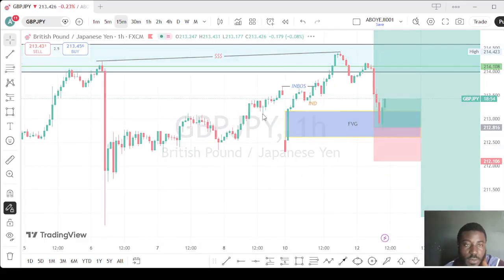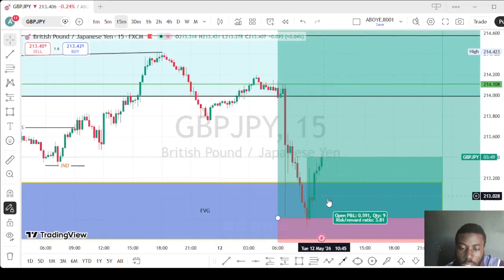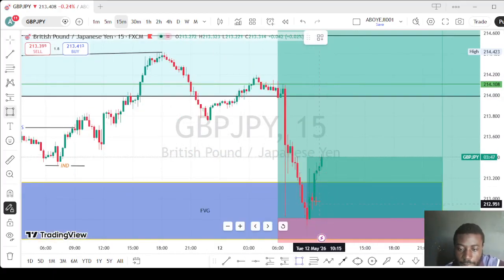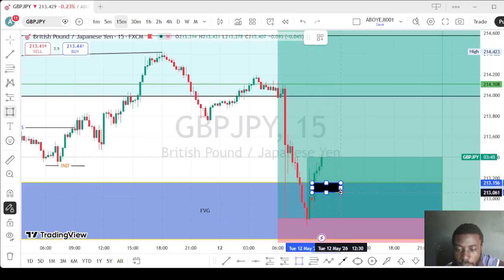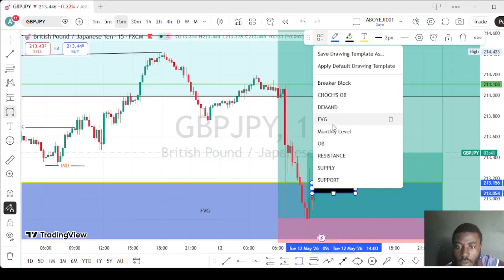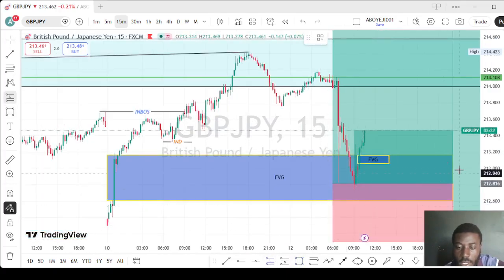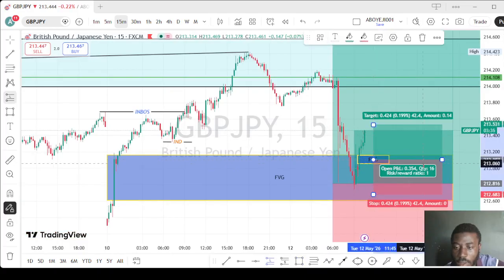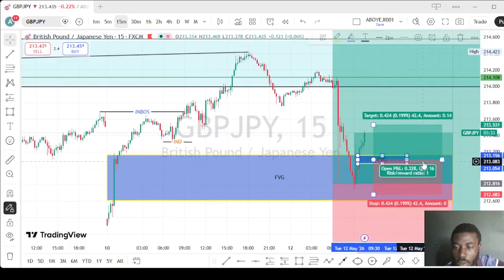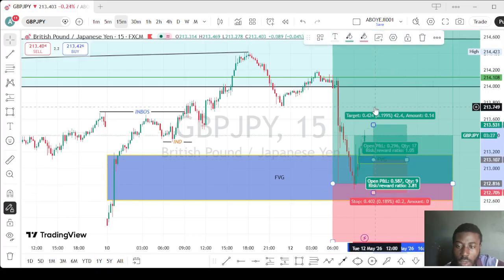And let's move to the 15-minute time frame. If you want to join the market, this is the 15-minute time frame. You can just come back here, check this FVG. There is an FVG over there. And you can just take your buy. Stop loss will be here.